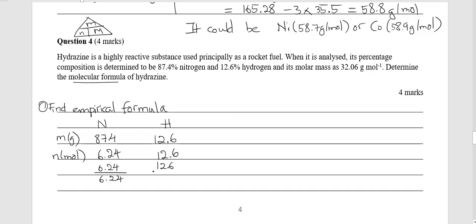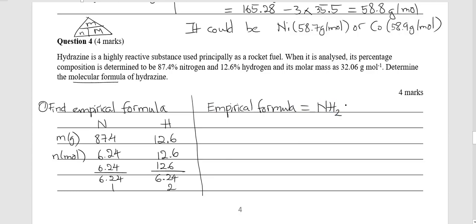Okay, so that's a 1. And that looks like 2 to me. Very close to. I think that's okay. So it's a 1 to 2 ratio. So the empirical formula is going to be NH2.